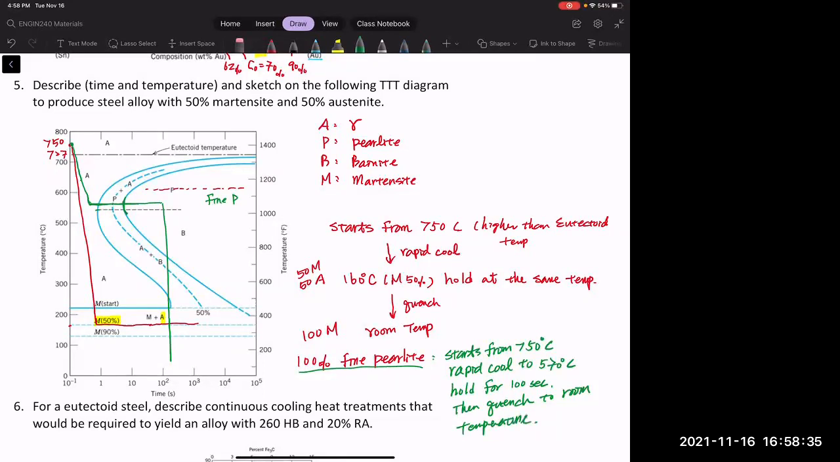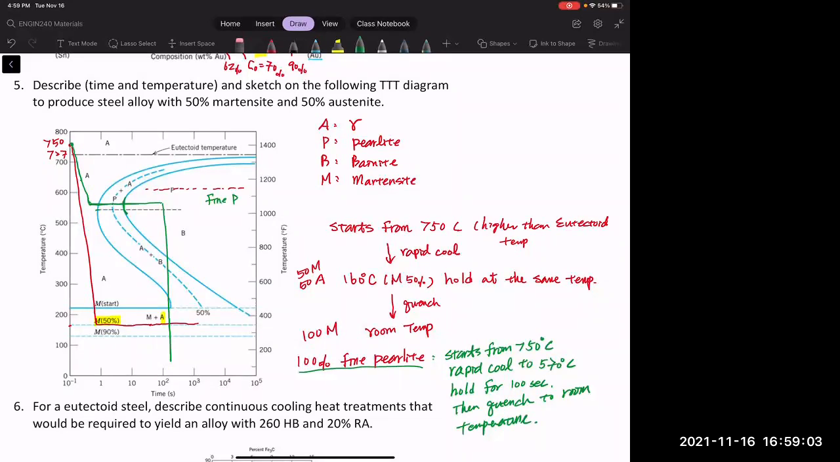So that is the process if you wanted to create 100% fine pearlite. You get a lot more practice in the homework, so make sure that you go through those and understand how you use different processes to generate different products this way. Okay, so that is the answer for this problem here.